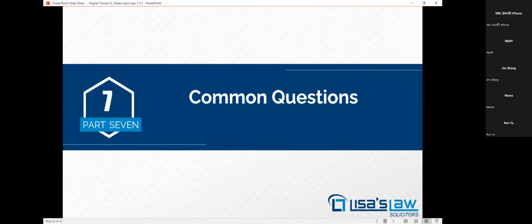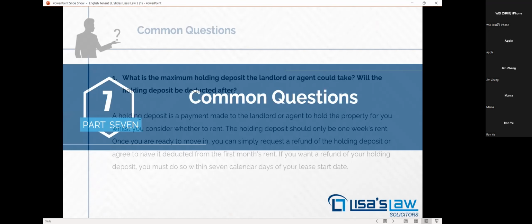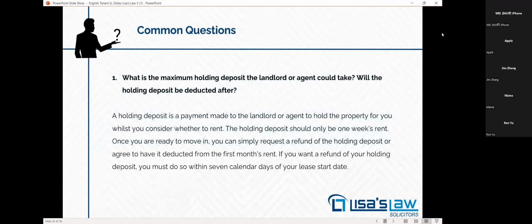So some of the common questions that I would like to point out that my clients have been asking. So what is the maximum holding deposit the landlord or agent could take? Will the holding deposit be deducted after?